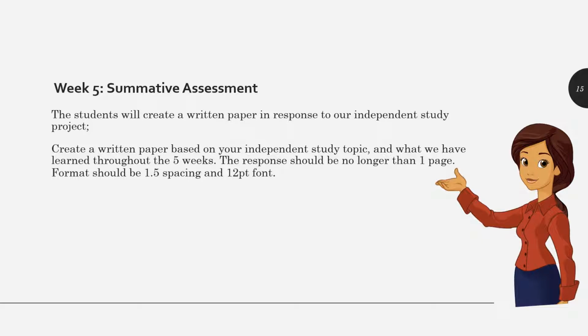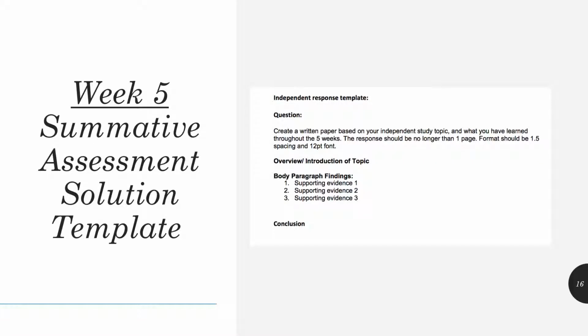Week 5, Summative Assessment. We, the students, will create a written paper in response to our independent study project. Our written paper will be based on our independent study topic and what we have learned throughout the 5 weeks. The response should be no longer than 1 page, and the format should be 1.5 spacing and 12-point font. Week 5, Summative Assessment Solution Template. First, we have a question, followed by the overview or introduction of our topic. Then, we have the body paragraph findings with 3 supporting evidences. And finally, we have our conclusion.